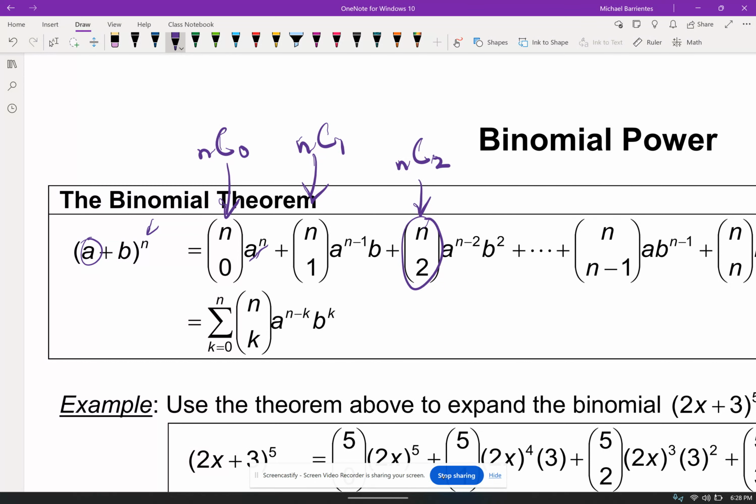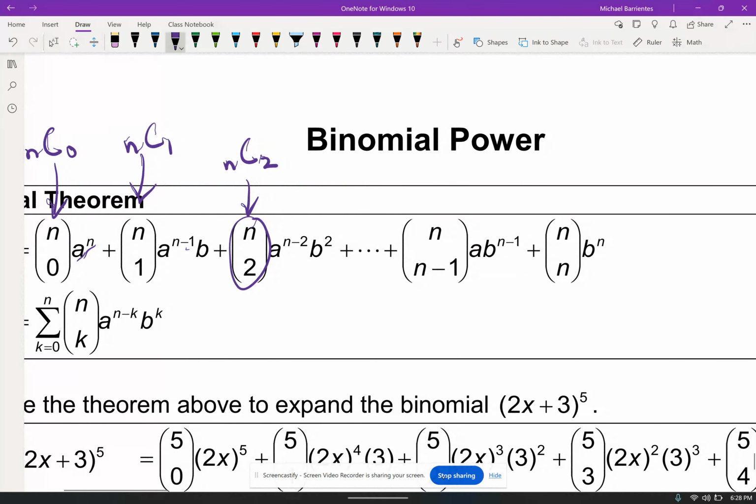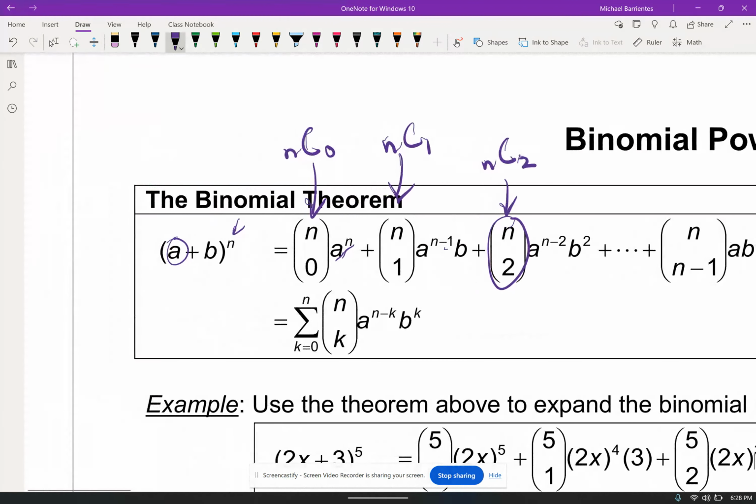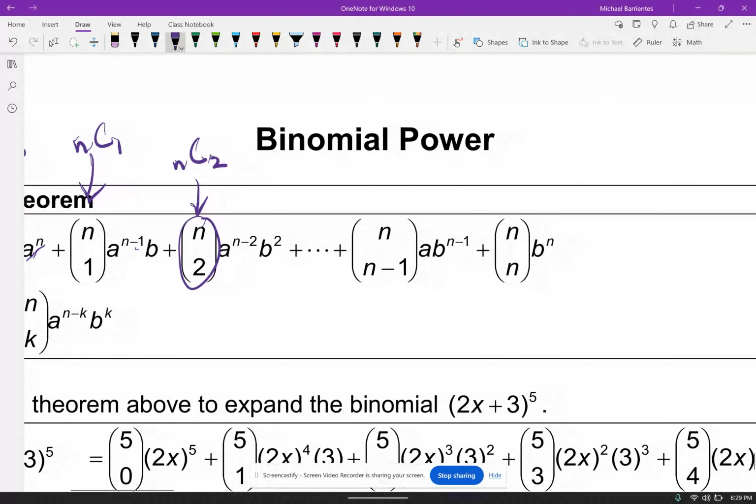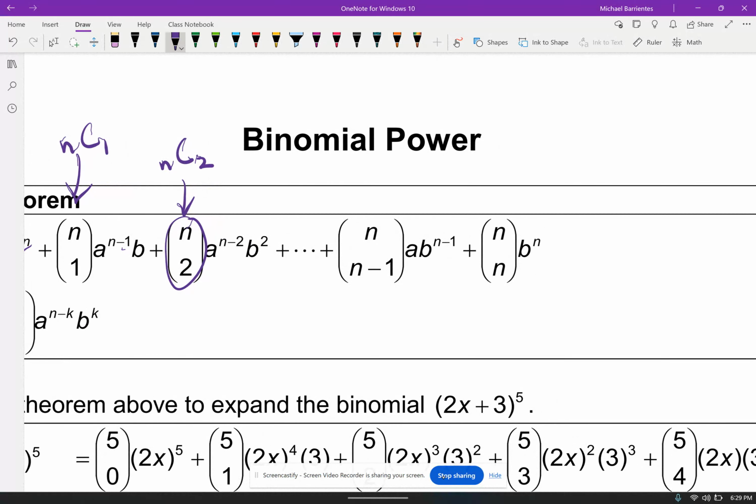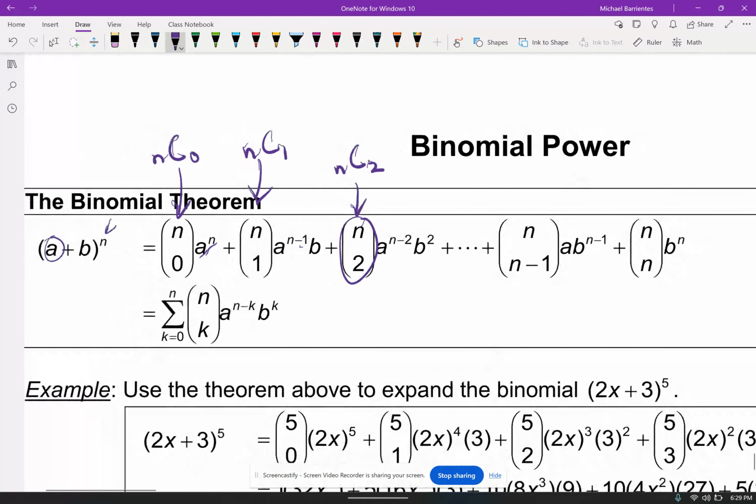And then we're taking it to the n minus 1, drop down 1. And then n minus 2 drops down another 1, all the way until the a disappears. And then we're starting with the second term to the nth power. Okay, second term to the nth power. And then go back and drop 1 power, and it goes all the way down until the b disappears.